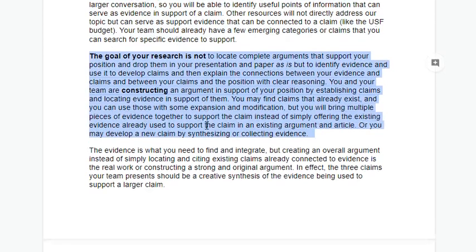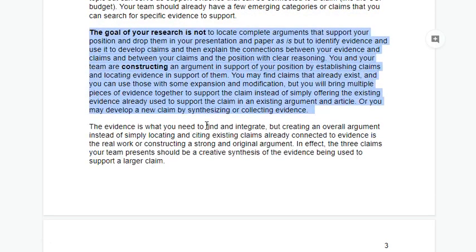The goal of your research is not to locate complete arguments that support your position and drop them into your presentation and paper as is, but to identify evidence and use it to develop claims and then explain the connections between your evidence and claims and between your claims and the position with clear reasoning.